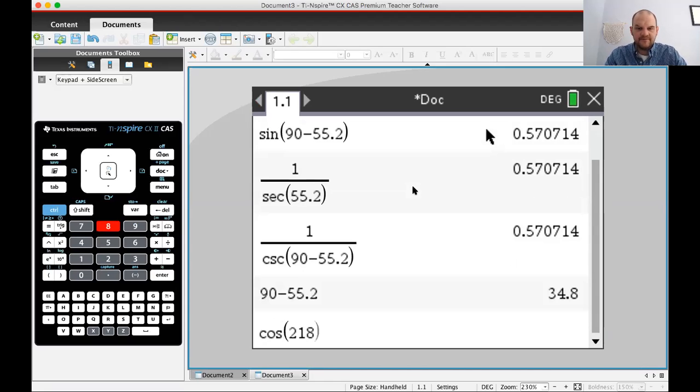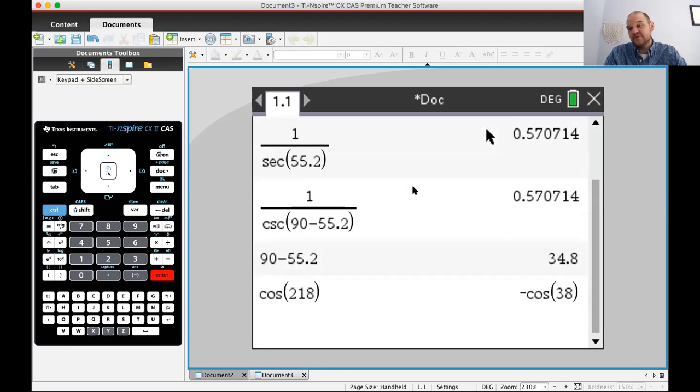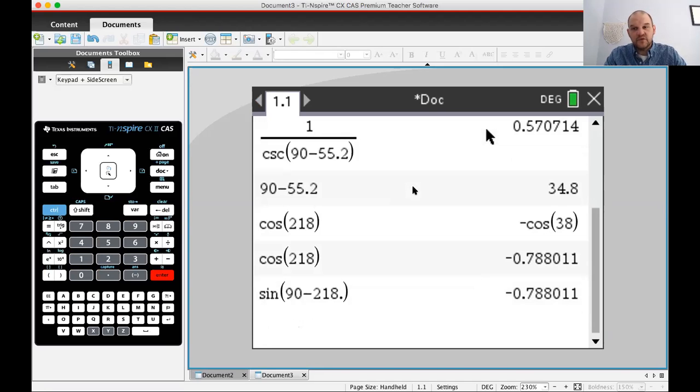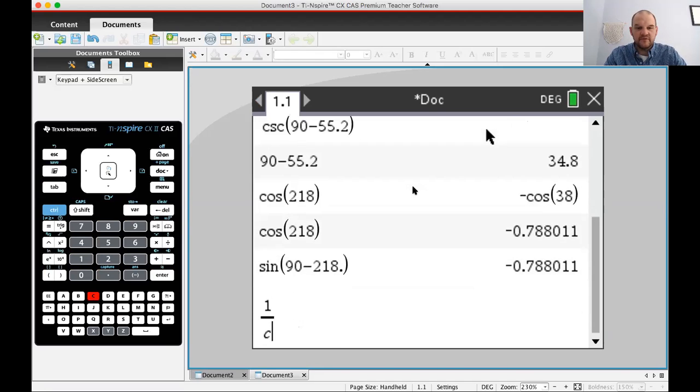Cosine of 218 is, okay, so I accidentally hit enter. That's a weird thing. We're going to have to think about that. I mean, that cosine is negative. What is happening? Why is cosine negative? We don't really know that yet. Let's try the sine of 90 minus 218. Same value, which is exactly what I would expect. 1 over the cosecant of 90 minus 218.